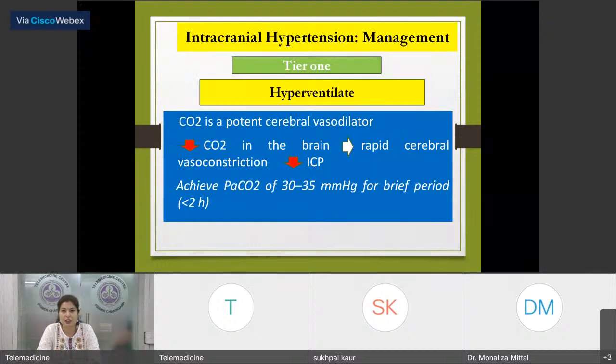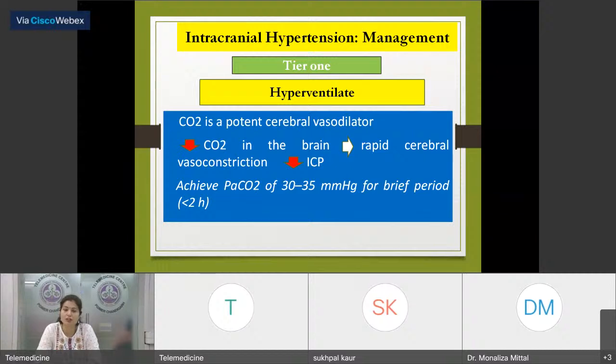Then hyperventilation. We have already talked about how important oxygen is in the body. If we give proper oxygenation to the patient, the level of carbon dioxide will decrease. Once the carbon dioxide decreases in the brain, it will cause vasoconstriction, and hence the blood flow to the brain will decrease, and it will help in decreasing the ICP. Make sure that you maintain the partial pressure of CO2 between 30 and 35 mm Hg, and it should be for a very brief time. Don't over-ventilate the patient.